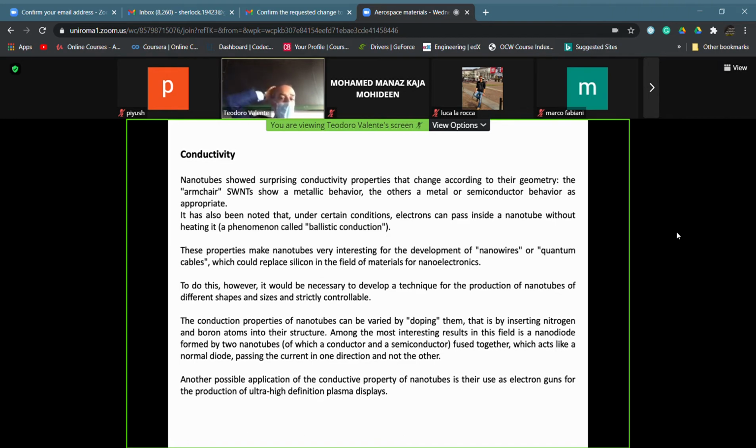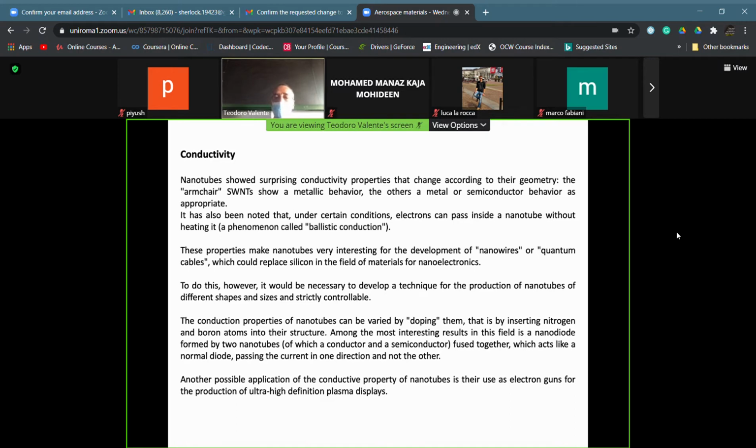Then the conduction properties can also be modified by adding different elements to the nanotubes, and we say this by doping them, for example by putting nitrogen or boron atoms into the structure. Among these possibilities, the most interesting result in this field was the fabrication of a nanodiode formed by two nanotubes, a conductor and a semiconductor, fused together, which acts like a normal diode, passing the current in one direction and not in the other.